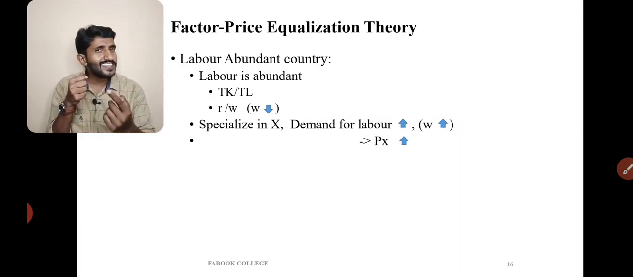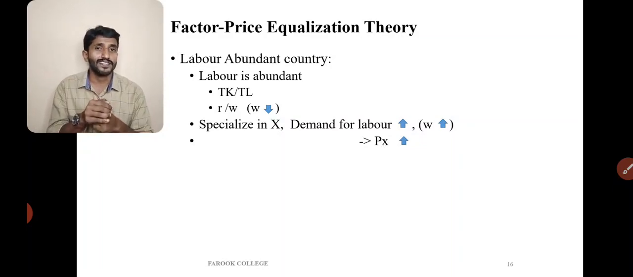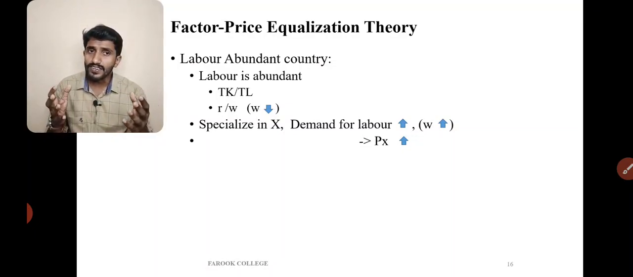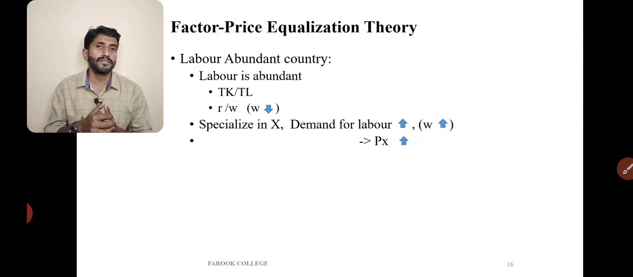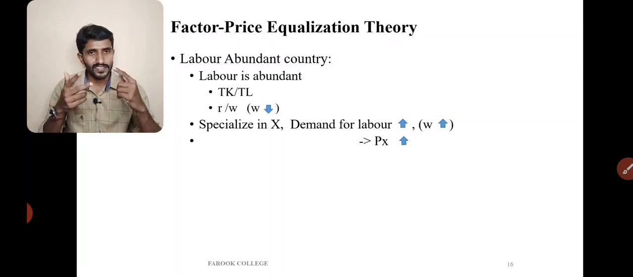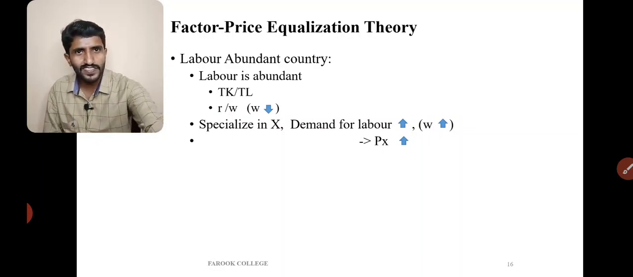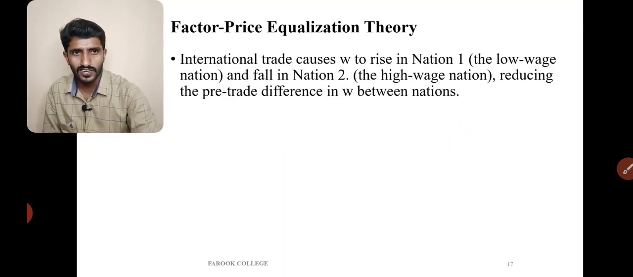So there is a change in the factor prices, and also what will happen to the price of X? It was a labor abundant country, so they can produce X at a cheap rate, and the price was very low. But now after the trade, the price of X has gone up. So there is a change in the factor prices, and there is a change in the commodity prices. So this is happening after the trade.